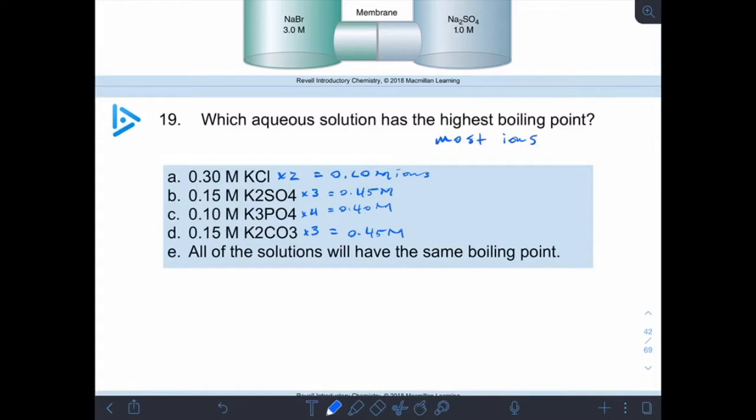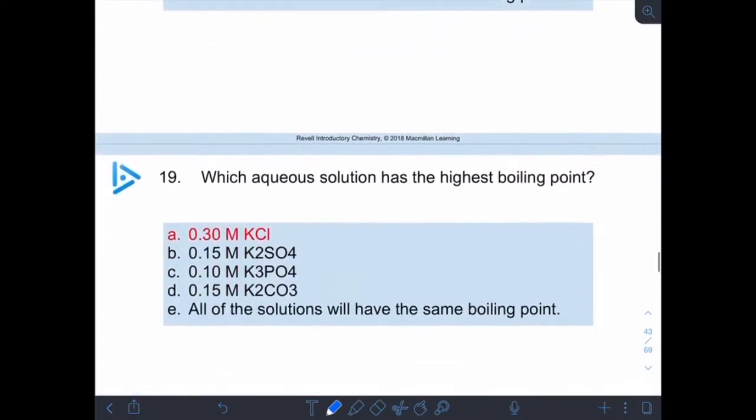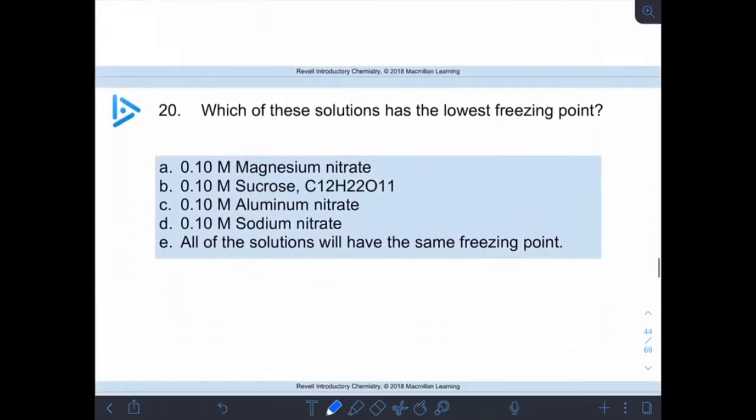Right, so the most ions has the highest boiling point, and that is the potassium chloride solution. Lowest freezing point, again, this is most ions. Right, so this is challenging your nomenclature here. So magnesium nitrate, that's MgNO3 2. So that one's going to have 3 ions, so we get a 0.3 molar for that one.